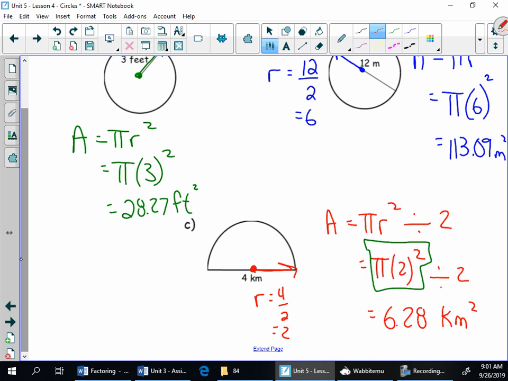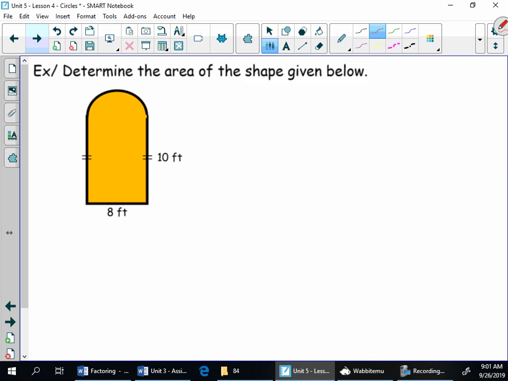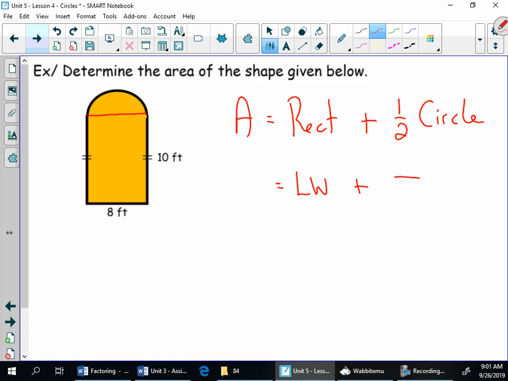Okay, let's look at those weird shapes again, but this time the area. So what do I have in this shape? I've got 2 shapes. I've got a rectangle at the bottom, plus I've got a half circle. So we have formulas for these. Rectangle is length and width. A circle is pi times r squared. And if it's half of it, I got to divide it by 2.